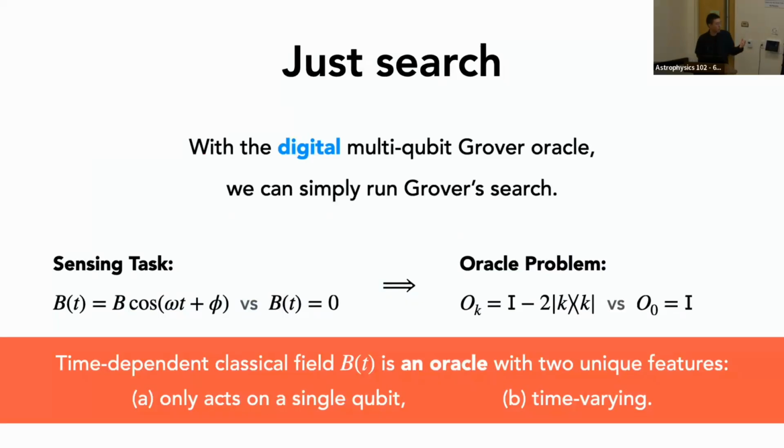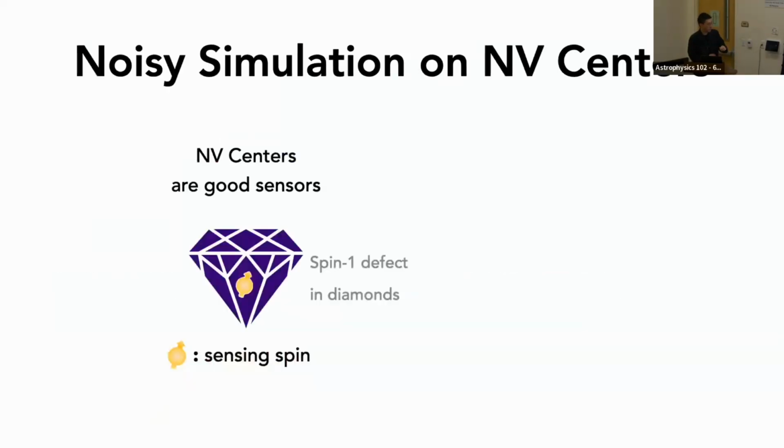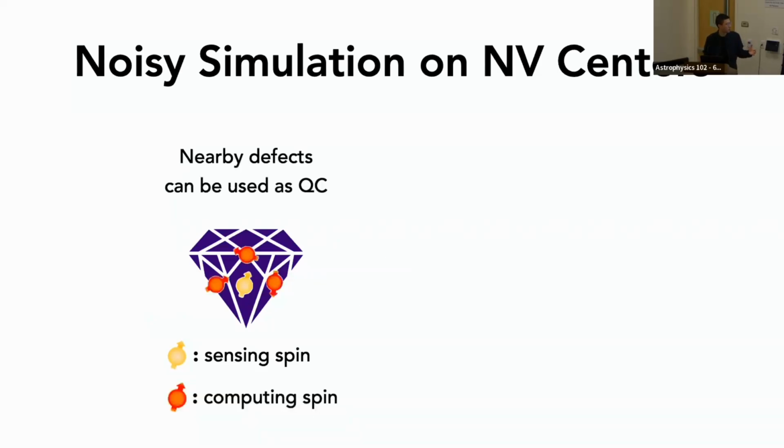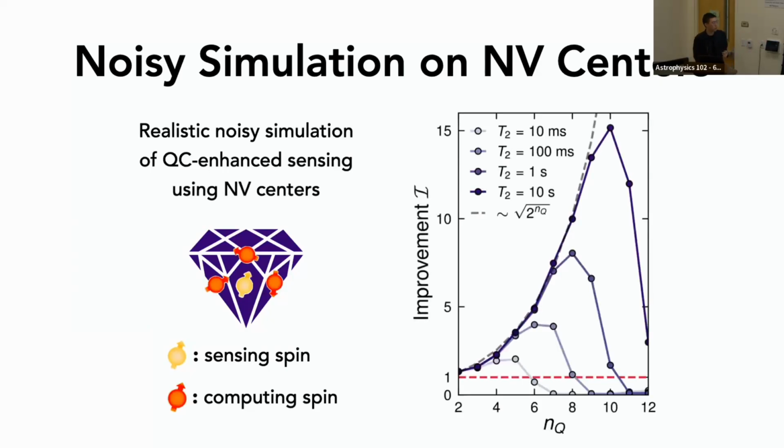And after having this digitized quantum Grover oracle, we can just run Grover in order to obtain the final skeleton that we want. And due to time constraints, I just wanted to say that we've also done some noisy physical simulation on NV centers to showcase that one can actually use the NV centers as well as the nearby defects in order to perform this protocol to do quantum computing enhanced sensing.